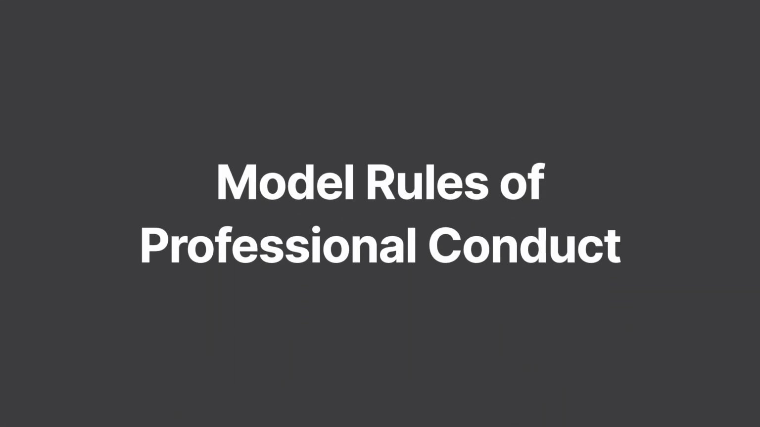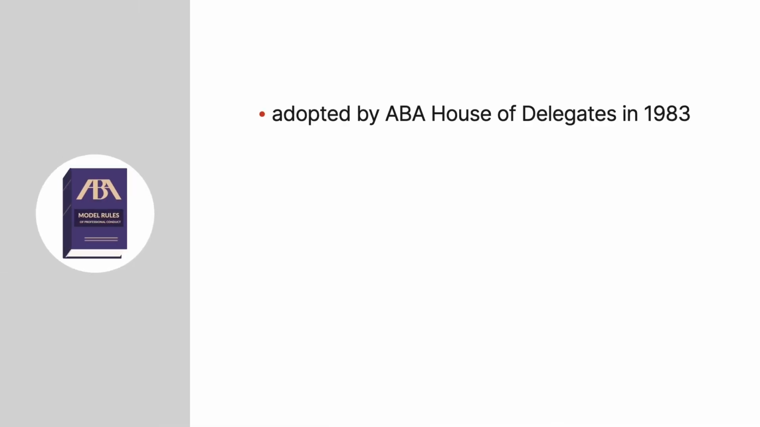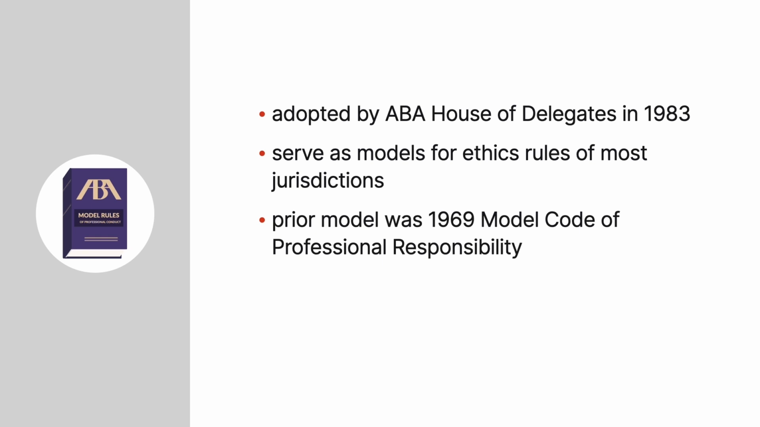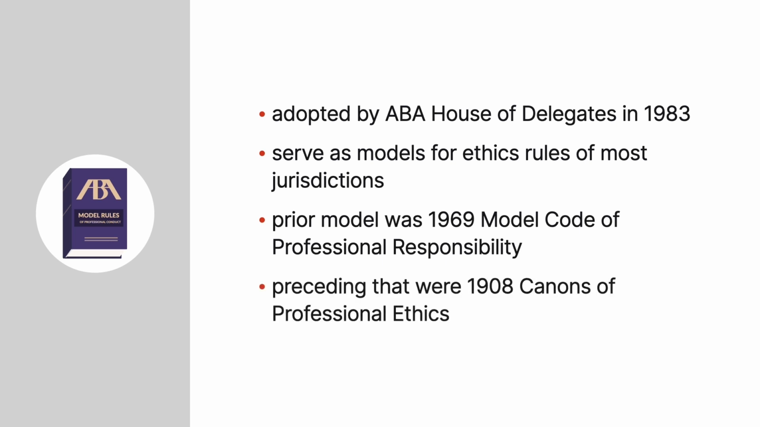Now, where do the model rules come from? They were adopted by the American Bar Association in 1983, and as I mentioned, they serve as the model for the ethics rules for just about every jurisdiction. They're based on a model code of professional responsibility from back in 1969, and before that, you have to go back to the canons of professional ethics that started in 1908. So these theories are certainly not new, and some of the basic ground rules for being a competent and professional attorney certainly predate even 1908.